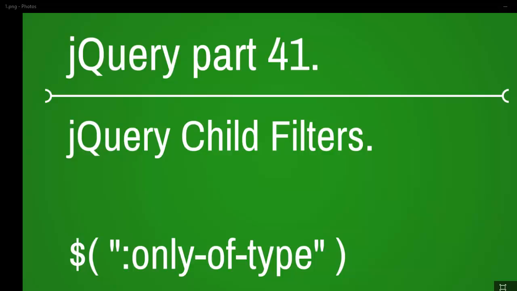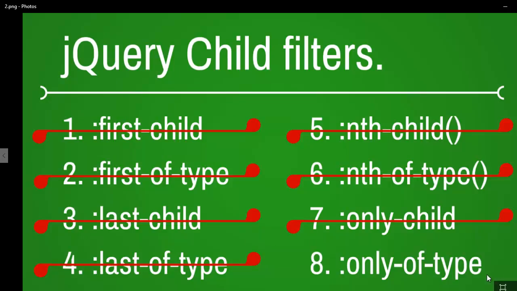Welcome to the jQuery video series, and this is part 41. Today we are going to look at the only-of-type selector. And wow, this is the last one. After that, we are ending the child filters.